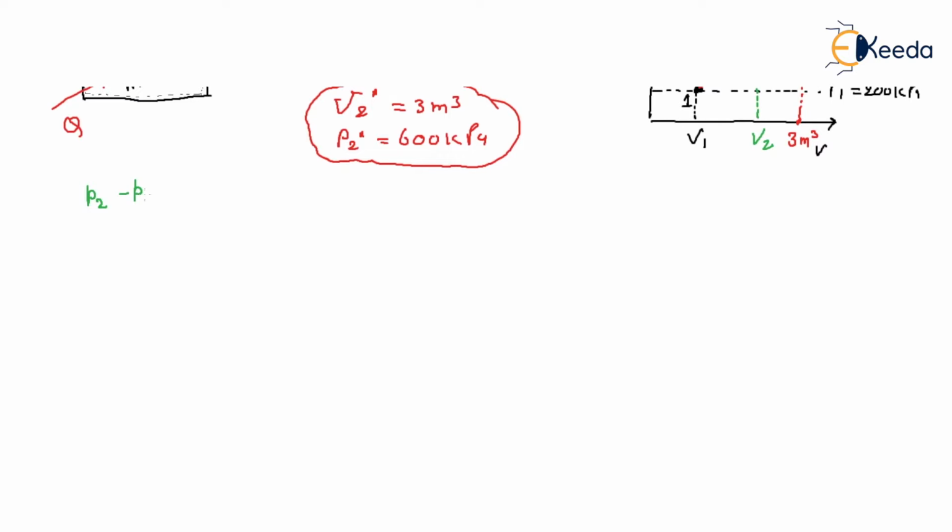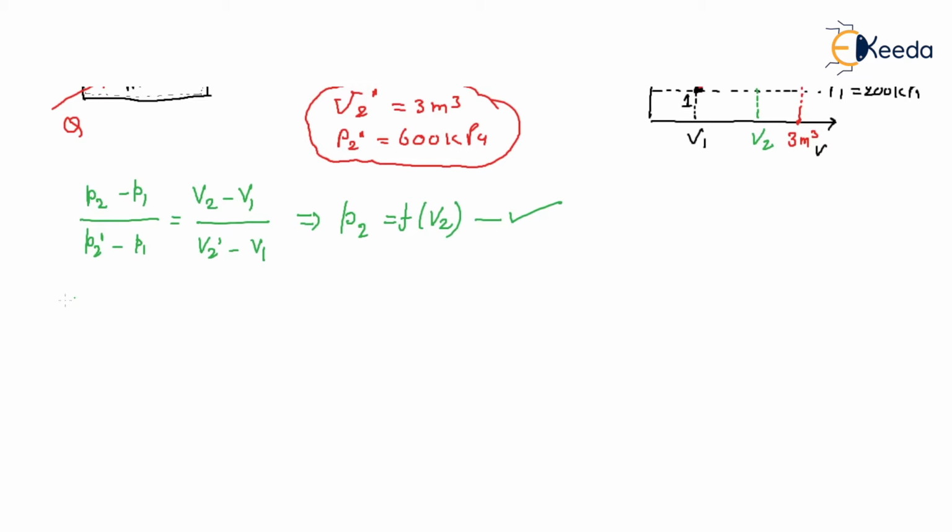(P2 minus P1) divided by (V2 minus V1) is equal to (P2 dash minus P1) divided by (V2 dash minus V1). So from this equation we have P1, P2 dash, V1, V2 dash, but we don't have knowledge about P2 and V2. So in this case we find P2 is a function of V2. There is an equation here, right?